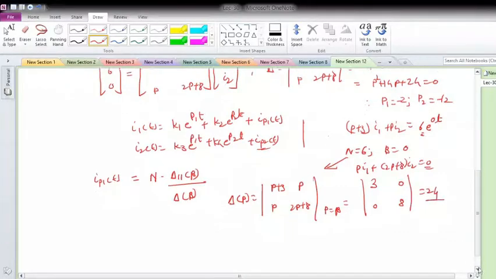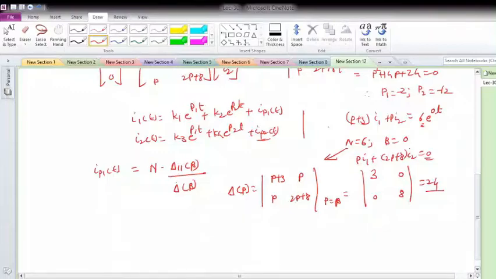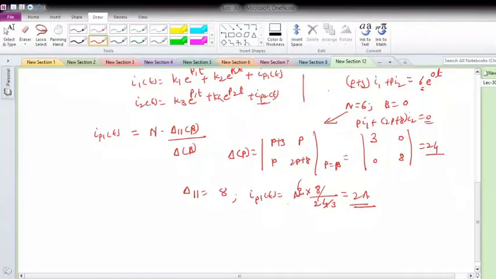Okay. So what is the determinant? 24, and I would like to get delta 1, that is the cofactor. As we have already seen, I will directly write it now. So delta 1 will be 8. Okay. So your particular solution ip1 of t will be n into delta 1, which is 8, divided by delta, which is 24, and n is 6. So it will be 32 by 24. So it is 2 ampere. Okay. So the particular solution is 2 ampere.